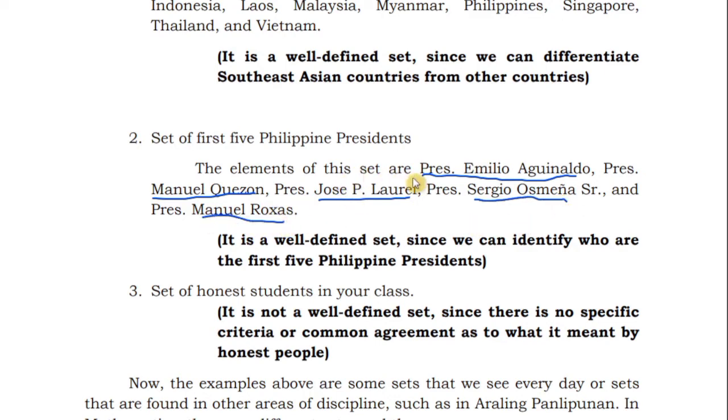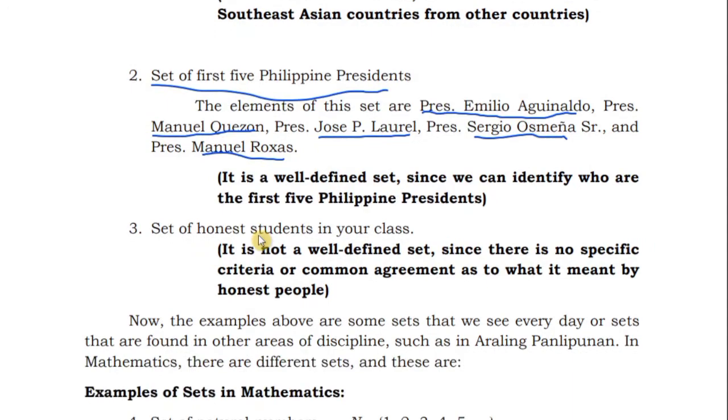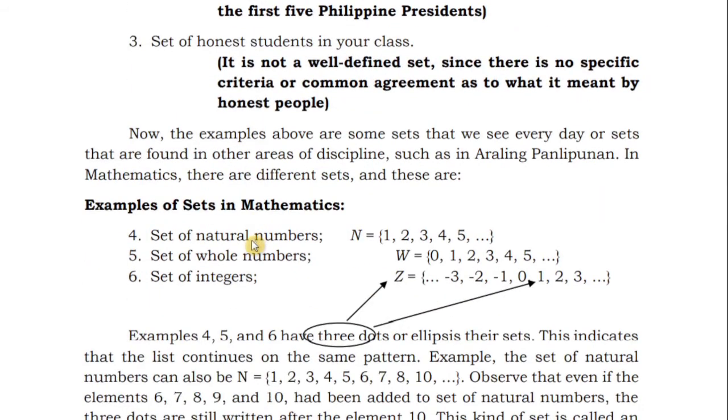So these five former presidents are the elements of the given set of the first five Philippine presidents. Then we also have a set of students in your class. Since we don't know yet the behavior of your classmates, it is not well defined.